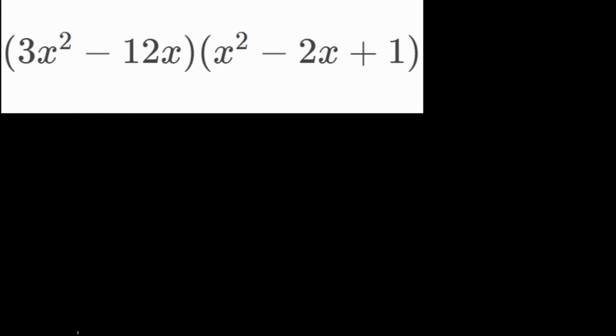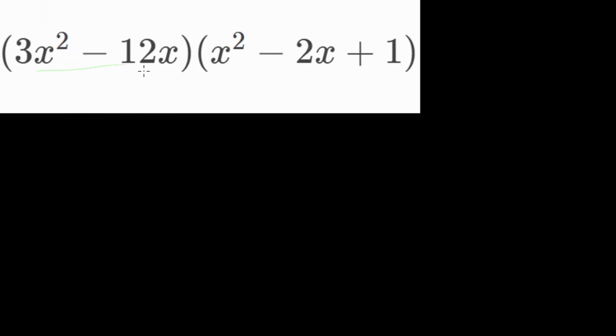The general strategy is to focus on each of these quadratic polynomials separately, and we can factor them individually. If we focus on the one on the left, 3x squared minus 12x, with factoring, we can always start by trying to factor out the greatest common factor. It doesn't always work, like in the other quadratic, it will not work, but in this one it will.